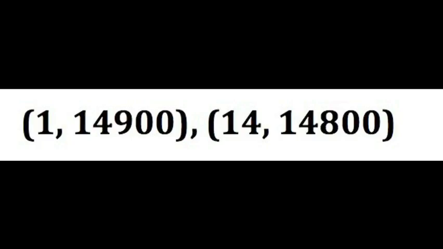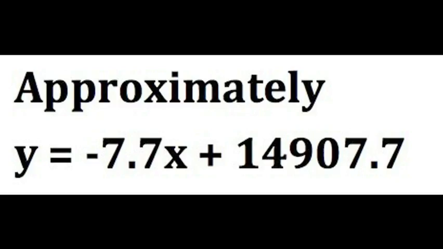Here I have the 2 points that I'm going to use to find out the equation. And here's the equation after I've solved it. Y equals negative 7.7x plus 14,907.7. The y stands for the number of steps and the x stands for the day. This equation does not match my data table because my data table is not linear, whereas this one is.